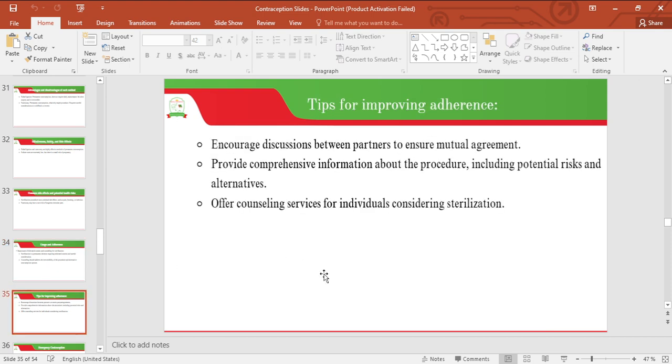Let's look at tips for improving adherence. Encourage discussions between the partners to ensure mutual agreement, meaning that they have really agreed they are going in for a permanent method of sterilization. Second tip, the clients should be provided with comprehensive information about the procedure, including the potential risks and also alternatives. The third tip is, the clients are offered counseling services for individuals considering sterilization.